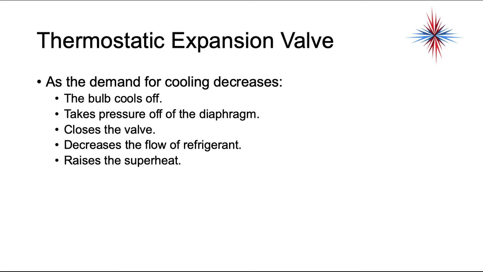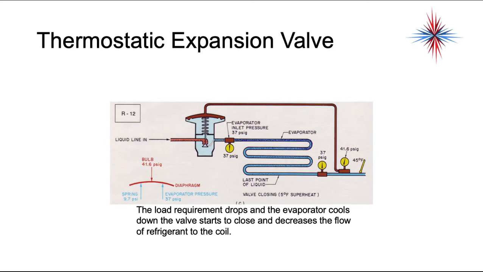As the demand for cooling decreases, the bulb will cool off. The pressure-temperature relationship causes the pressure to go down against the diaphragm, and it closes the valve, decreases the flow of refrigerant, and raises the superheat. So now the load requirement drops, the evaporator cools, and the valve will start to close because now the evaporator pressure and the spring pressure is greater than the bulb pressure. So it's pushing up on that seat.